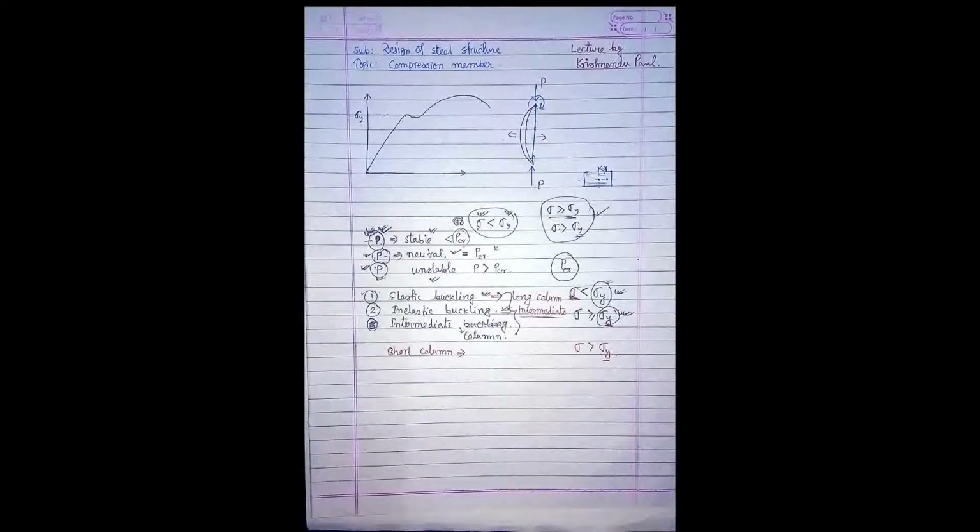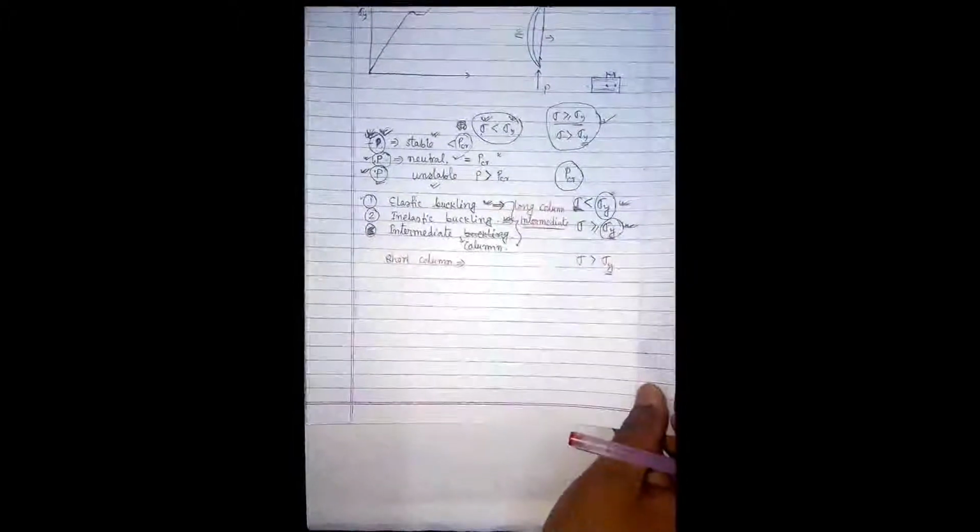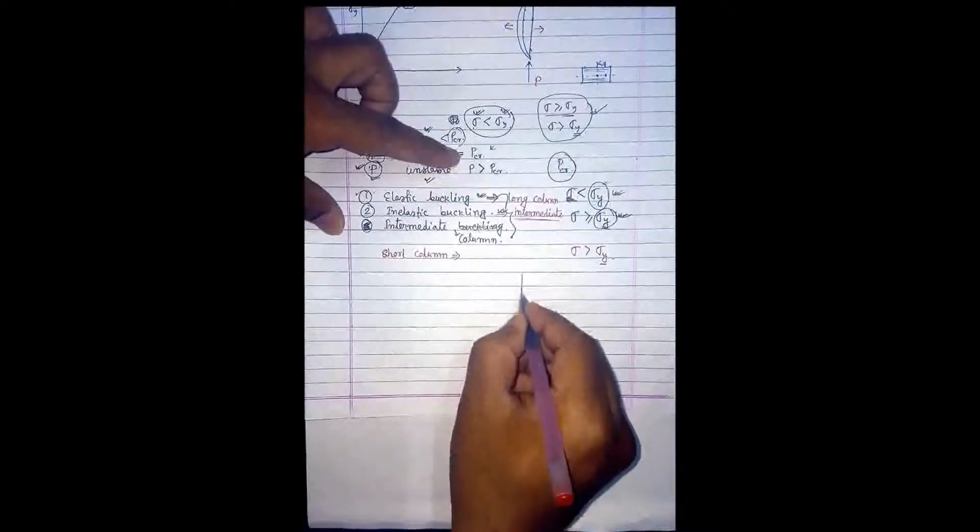But before that, you should also understand that a compression member is more critical than a tension member. This part is very interesting to understand. Suppose there is a compression member and there is a load, and there is no eccentricity.